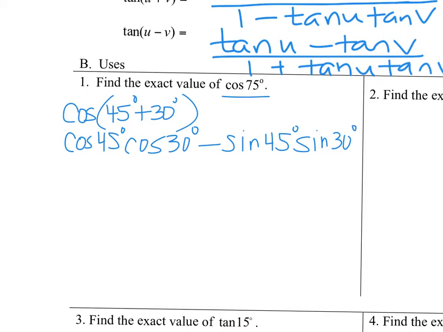Okay, and now we get to evaluate all of these. Are you pretty good at evaluating these now with your unit circle? What is the cosine of 45 degrees, pi over 4? Cosine of 45 is rad 2 over 2. Perfect. And then what's the cosine of 30? That would be rad 3 over 2. Minus, what's the sine of 45 degrees, or pi over 4? Rad 2 over 2. And the sine of 30 is 1/2.